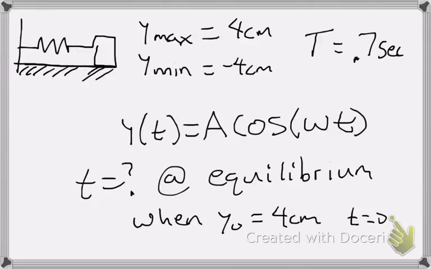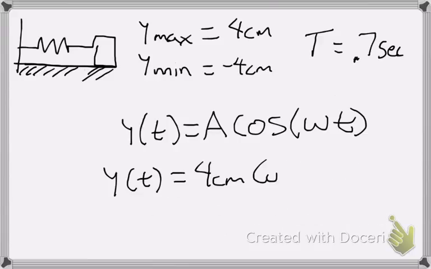Alright, let's erase that. Then we are going to try to find what that t is. What is the time that it takes to go from that amplitude through the equilibrium point? So that means we can start filling in some of it. Our amplitude is 4 centimeters, and then we have the cosine of angular velocity times the time. So we need to figure out what this angular velocity is, then we can figure out how long it takes.